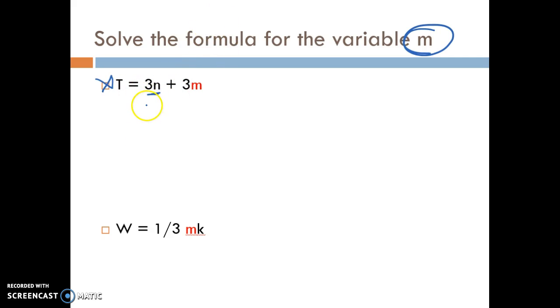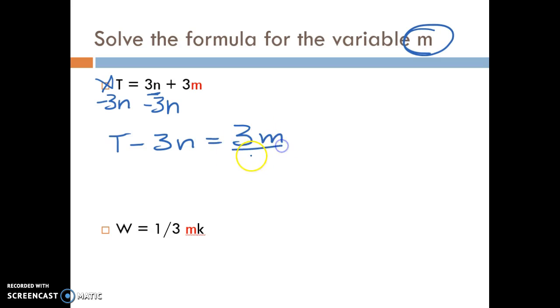Currently it's being added to this, so let's subtract 3n from both sides. T minus 3n is now equal to 3m. To get m all by itself, we will need to divide by 3. Now notice what I did here. We have to divide everything on the other side by 3.